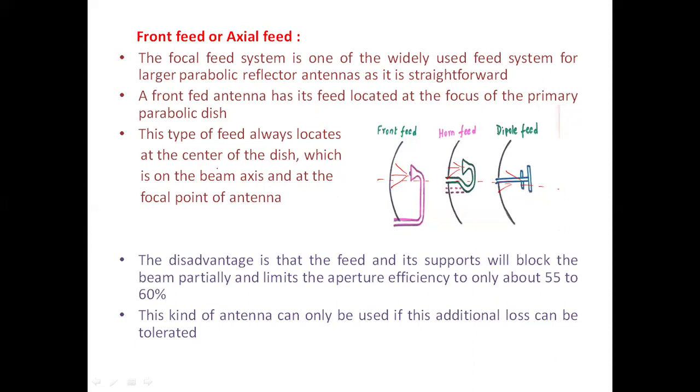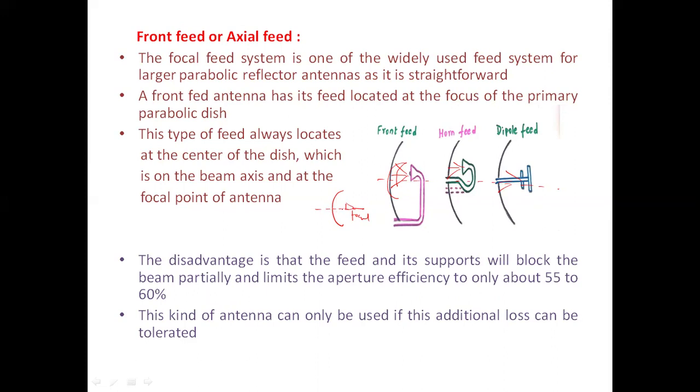This type of feed is always located at the center of the dish, which is on the beam axis and at the focal point of the antenna. From this antenna, the beam will be focused onto the reflector surface. Wherever the beam focus is done, it will coincide with the focal point of the antenna. In simple terms, if this is our reflector surface, in front feed the element is always placed at this position, which we can call the focal point, and it will coincide with the axis. So this type of antenna feed we call axial feed.